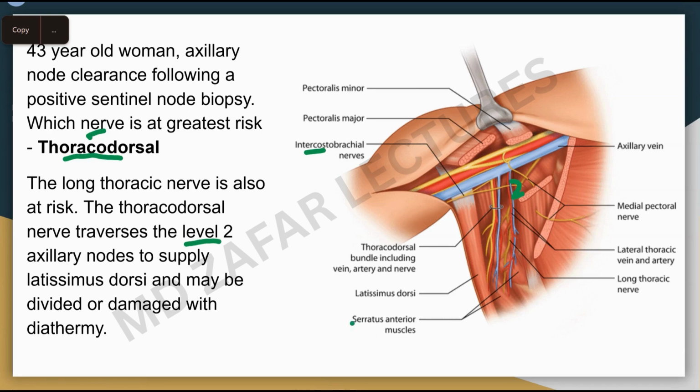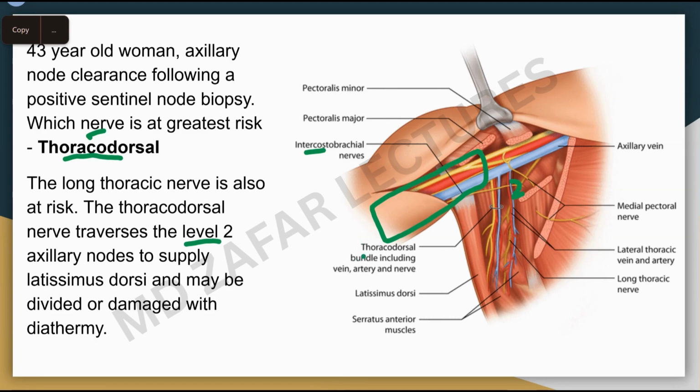Now, the important thing is that either they can ask you about a specific nerve or they can give you a clinical hint and then you will be identifying the nerve. So for the intercostobrachial nerve, they can give you a similar scenario, but they will add that the patient developed numbness over the medial area of the arm, this area. Then the answer would be the intercostobrachial nerve.